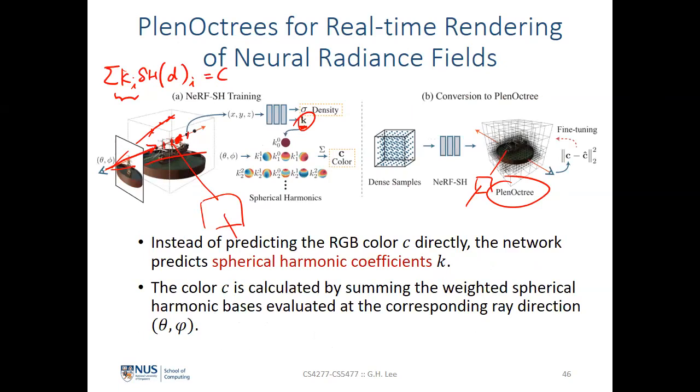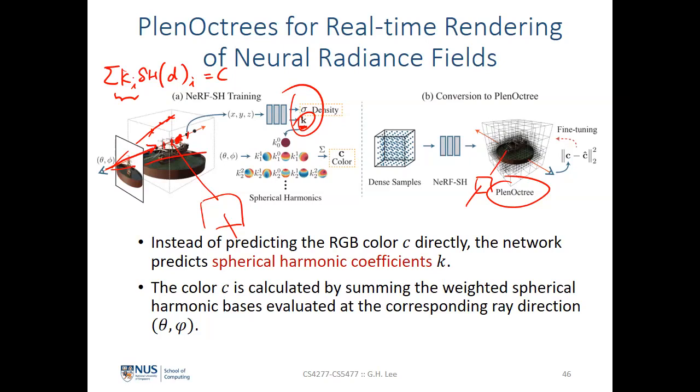But then the problem with this Plenoctree is that although the rendering is fast, the training is still the same. The training is still the same because there's no change in the output dimension. K is still in 3 dimensions. You still have the RGB coefficient, which means you still have the 4D output and the 5D input. So the network here has no change to it.